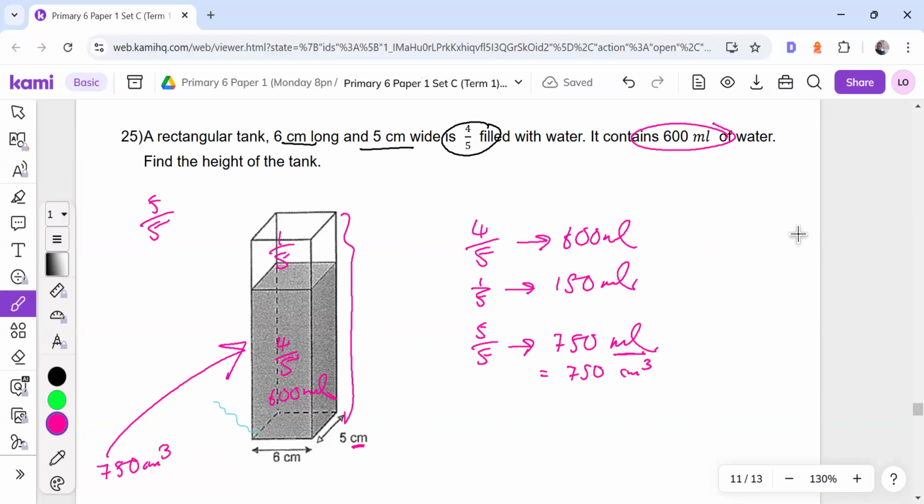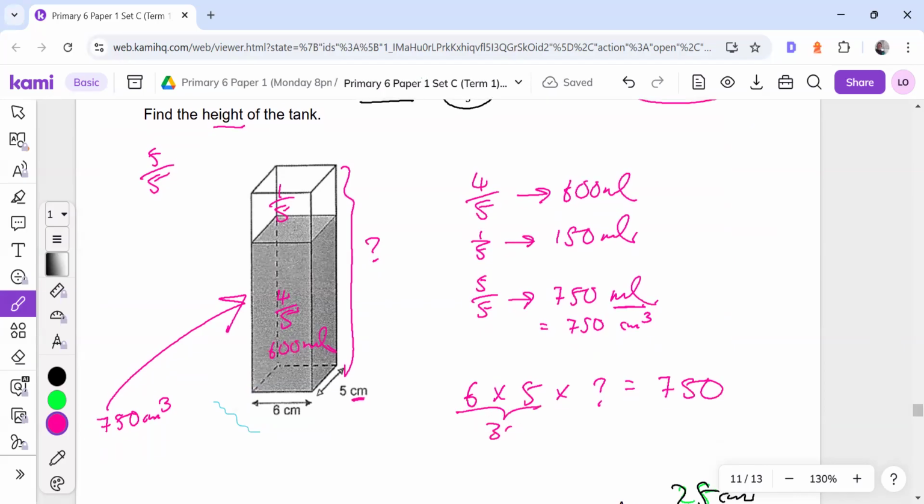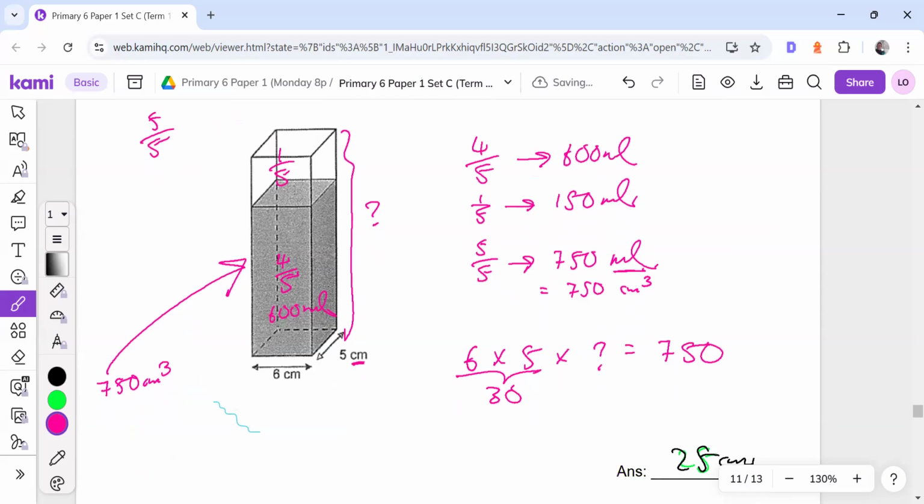What is the lesson here? The lesson here is your picture cannot be very clean. You must put something into your picture. So now can we find the height of the tank? And there's a shortcut. Write your formula. Length times breadth times height equals volume. Then how do you find the question mark? 6 times 5, 30. And then work backwards. 750 divided by 30. Cancel 1 zero, cancel 1 zero. 75 divided by 3, 25. So your answer is 25 centimeter, which is the height of the tank.